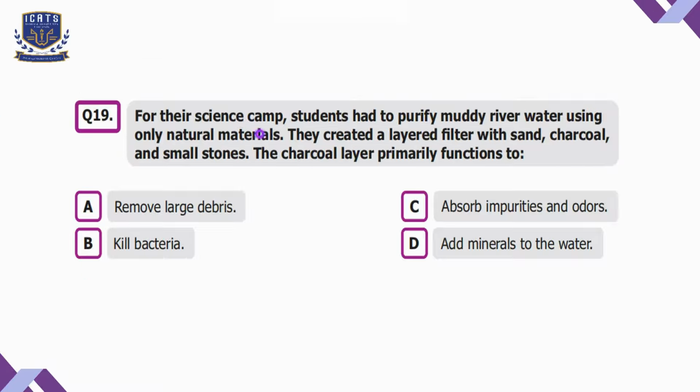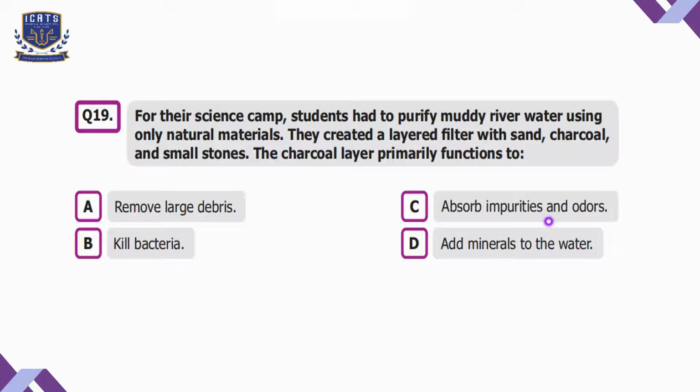Question number 19. For their science camp, students had to purify muddy river water using only natural materials. They created a layered filter with sand, charcoal, and small stones. The charcoal layer primarily functions to: option A, remove large debris; option B, kill bacteria; option C, absorb impurities and odors; option D, add minerals to the water.